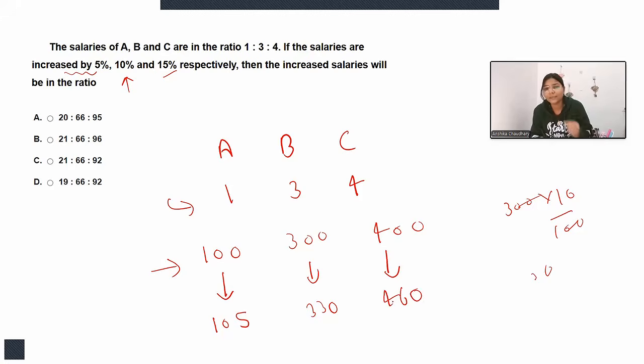So after the incrementation, the salaries are these. The ratio is this. Now let's simplify this ratio. Simple. Let's divide by 5. 5 2s are 10, 5 1s are 5. Again, 5 6s are 30, and again 5 6s are 30. Then here, 5 9s are 45, then 5 2s are 10. So 21, 66, 92. 21, 66 and 92.